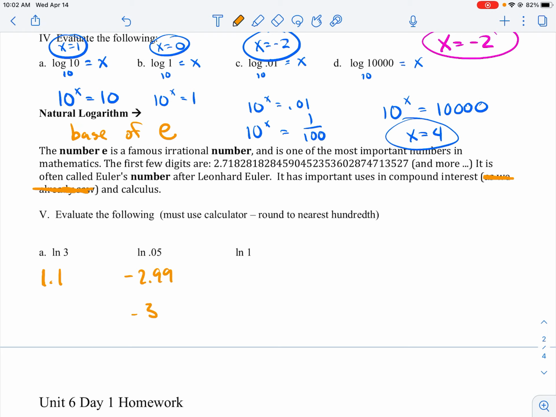And the natural log of 1 is just going to be 0, which should make sense. Because if our base is e, and let's use my last trick up there, I put that x up there. So e to what power equals 1? Well, x would have to be 0.